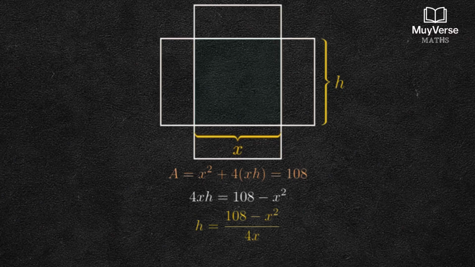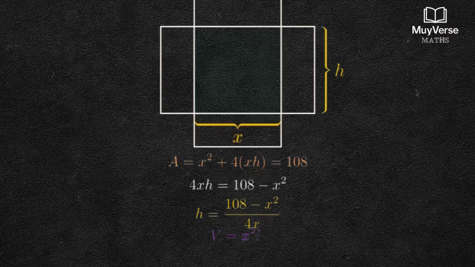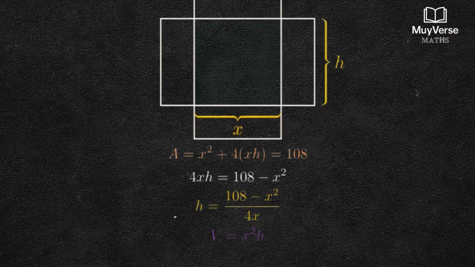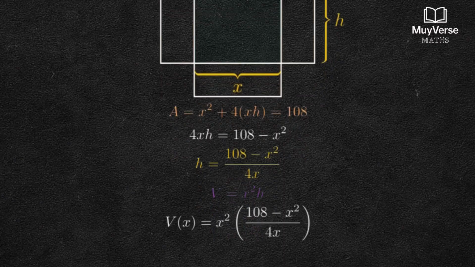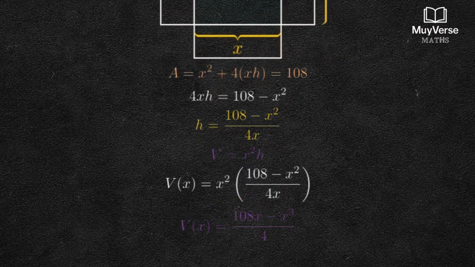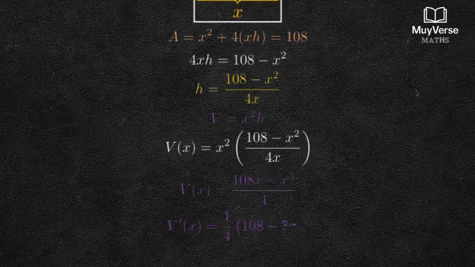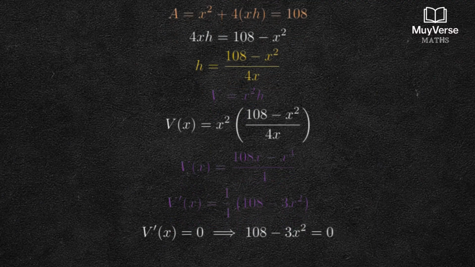Volume equals base area times height. V equals x squared times h. Substitute h from the constraint. Simplify to V of x equals 1/4 times 108x minus x cubed. Differentiate to find the peak. V prime of x equals 1/4 times 108 minus 3x squared. Set V prime to 0 for critical points.